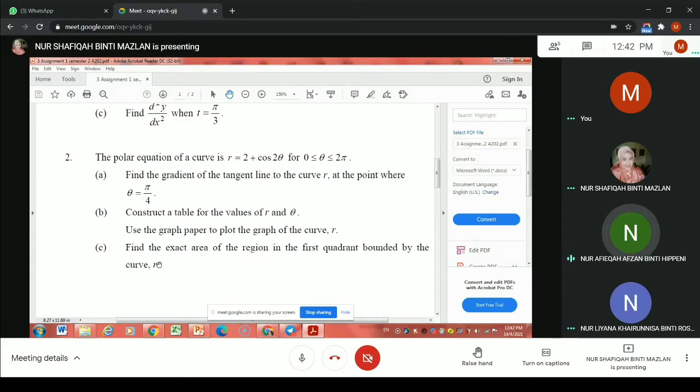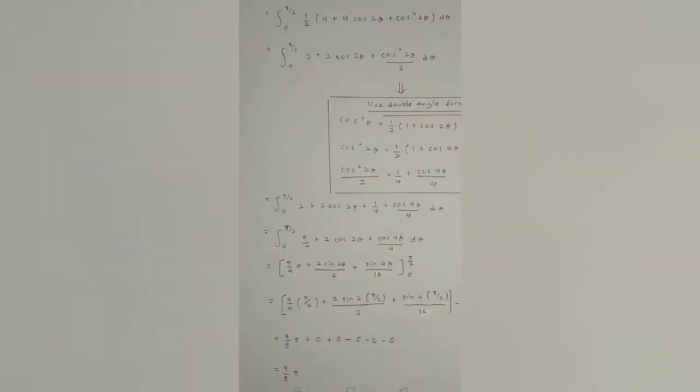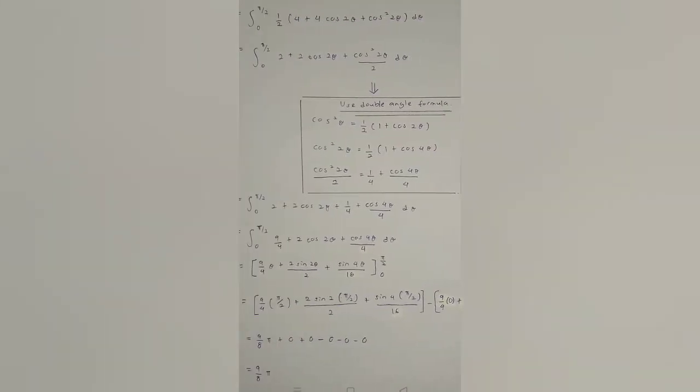How about 2C? Can Sophie help me to solve this question? I can help you to solve the question, Afika. Okay, next I would like to explain the answer for the last question, which is 2C. In this question, we need to use the formula of area in polar coordinates, which is A equals the integral of 1 over 2 times r to the power of 2 d theta.